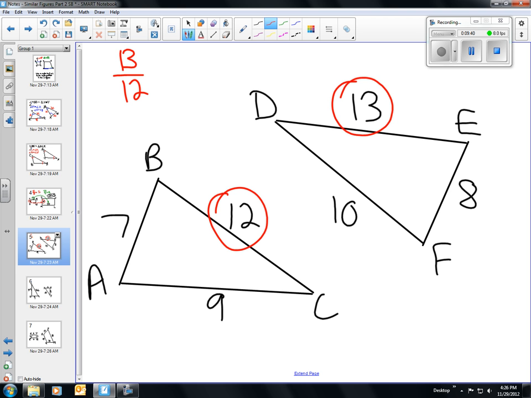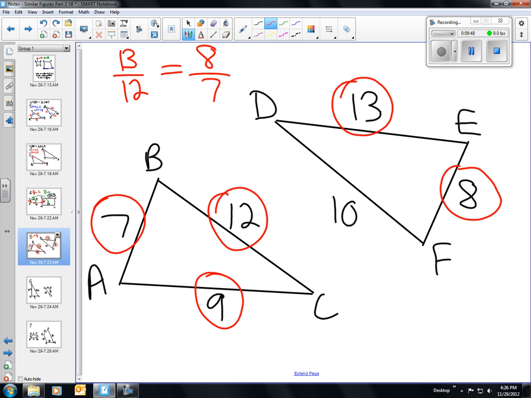And then we match up the 7, the smallest side of this triangle, with the smallest side of this triangle. So 8 to 7. And then the medium side to the medium side. So that last side would be a ratio of 10 to 9.